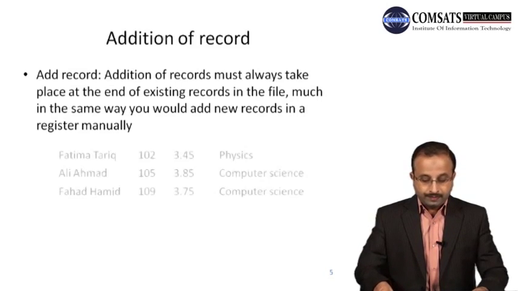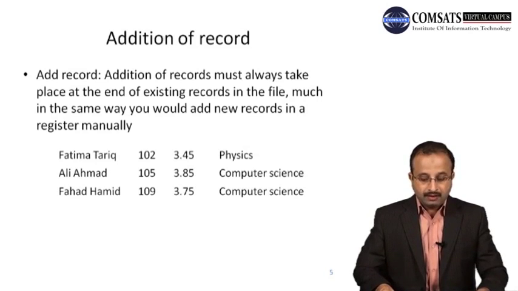So for example, if we have these 3 records and each record has 4 fields, let's review previous things as well. These 4 fields are the name, ID, that is roll number, CGPA, and department. So the first record is: the name is Fatma Tariq, ID or roll number is 102, CGPA is 3.45, and subject is physics. So that is one record, and it is composed of 4 fields.